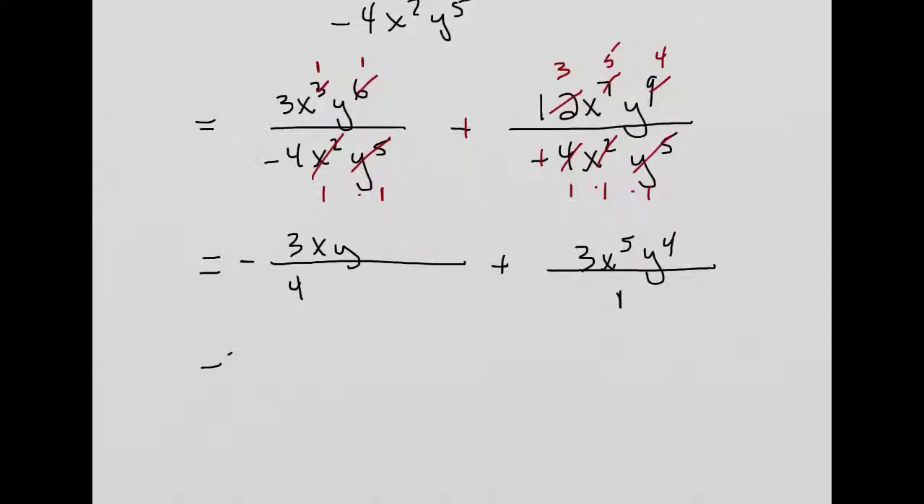So in simplest form, I would leave my first fraction alone. It would be minus sign in front, 3xy over 4, plus, and then the second fraction I would write as not even a fraction. I would just write that as 3x to the 5th y to the 4th, because anything divided by 1 is just itself. So that's it.